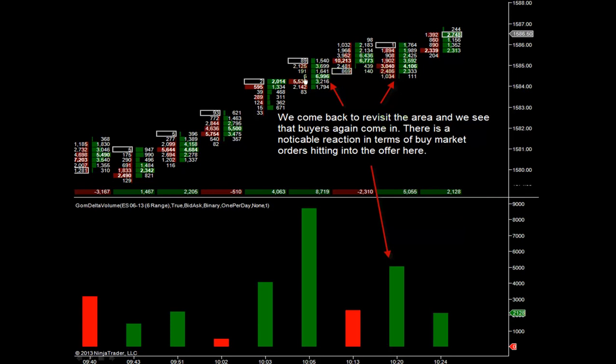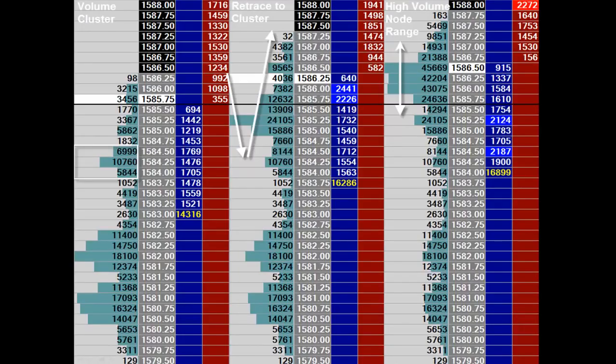So the difference between this volume cluster here and this volume cluster here: this one gives us a chance to enter a continuation trade. This one holding would actually be a reversal trade, and that's always the least likely option.